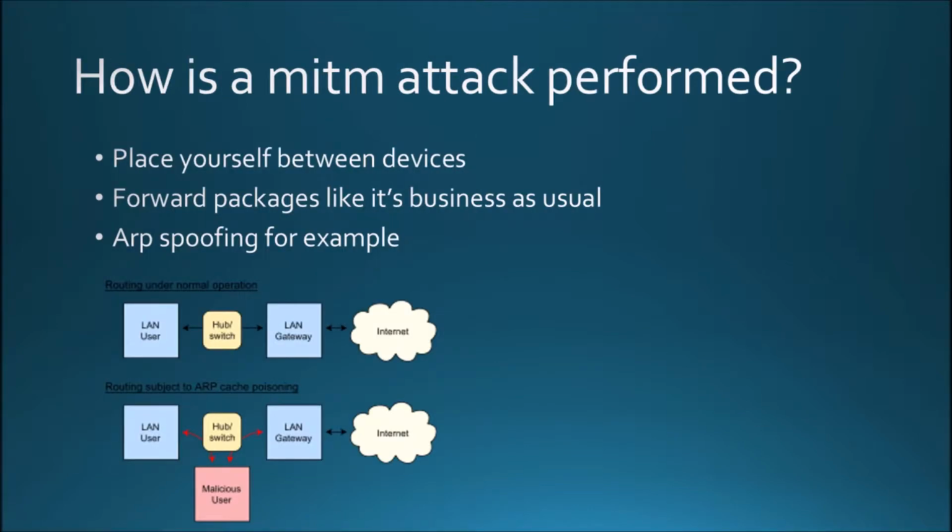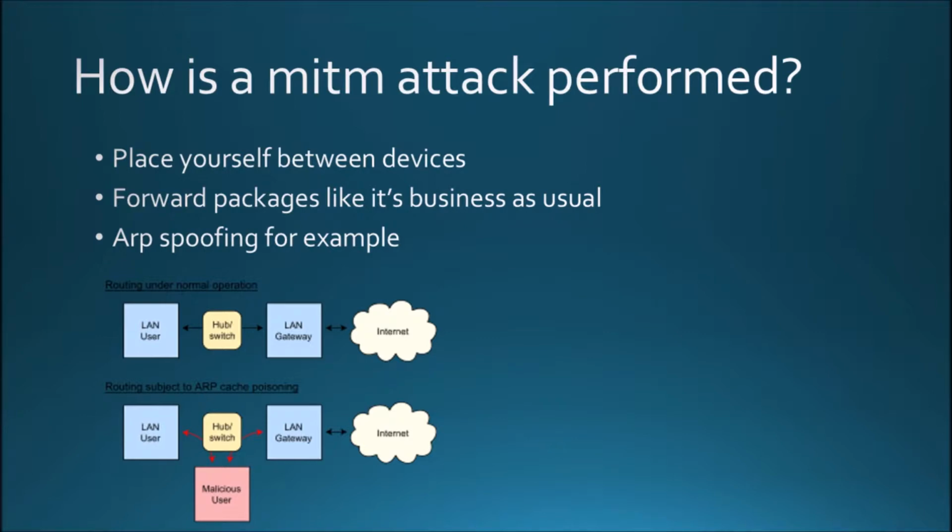How is a man-in-the-middle attack performed? The first step in a successful man-in-the-middle attack is placing yourself between two devices without the endpoints knowing about it. This means that the packages need to be forwarded to the correct device, otherwise the endpoints will notice the connection is broken and the attack will fail.